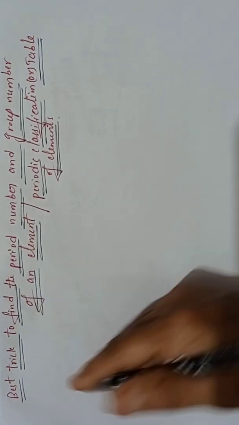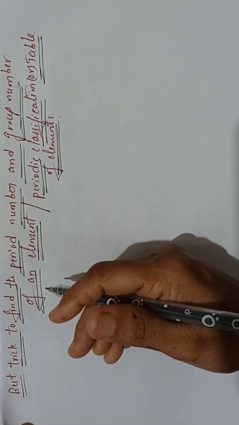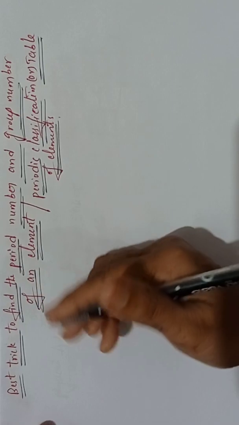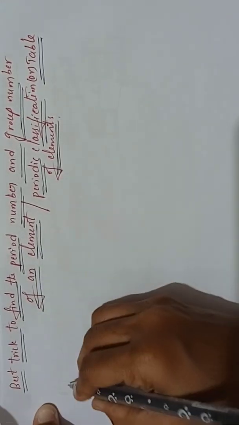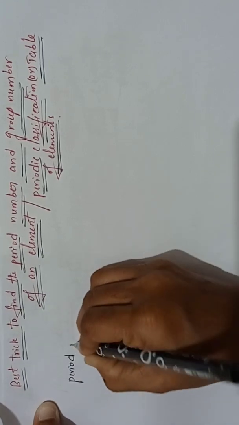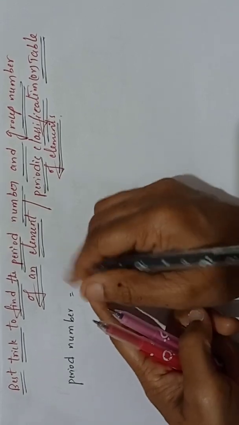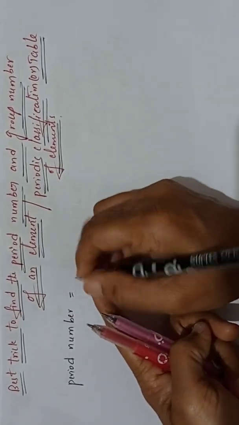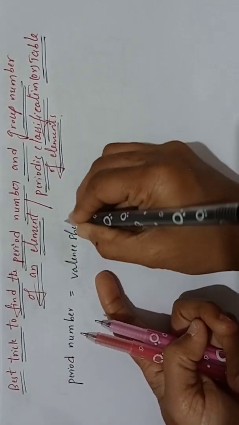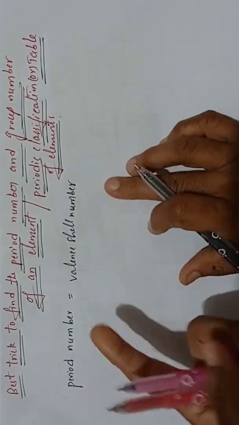For S block, P block and D block, the period number is the same. Period number is equal to the valence shell number. That means valence shell number is equal to the period number.